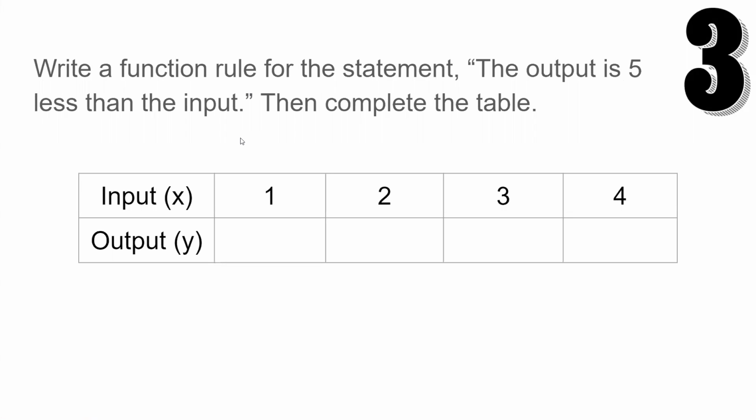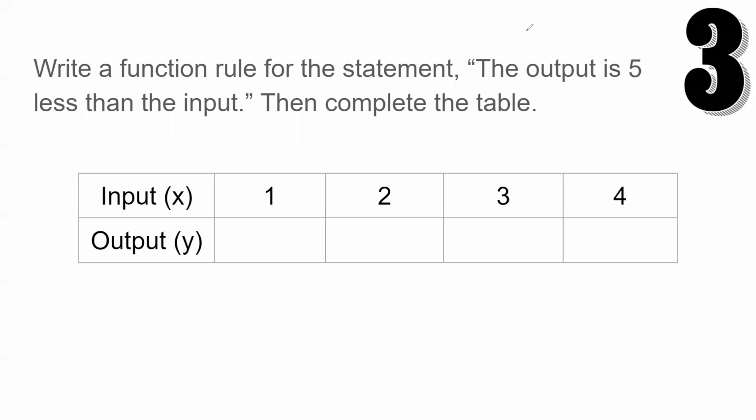Okay, we're on to part 3, so this is our final part of our notes. I want you to write a function rule for the statement, and then I want you to complete the table afterwards. So let's read this statement. It says the output is 5 less than our input. So let's break that statement down.